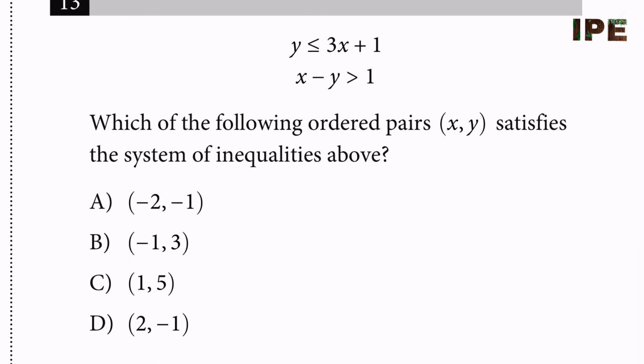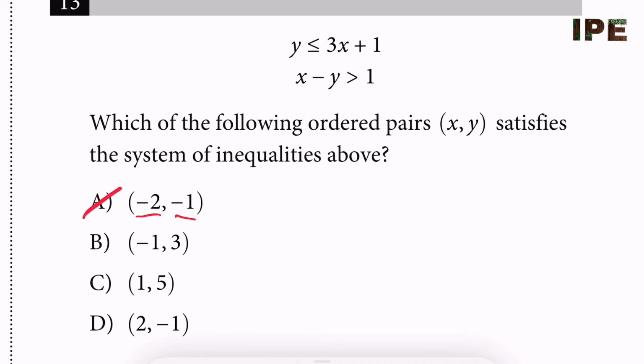Which of the following ordered pairs (x, y) satisfy the system of inequalities above? I told you, plug these numbers into both inequalities, and if both inequalities are true, that point is the answer, right? Try (-2, -1). x is -2, y is -1. Is that true? No, it's not true. It's false. So A is not the answer.